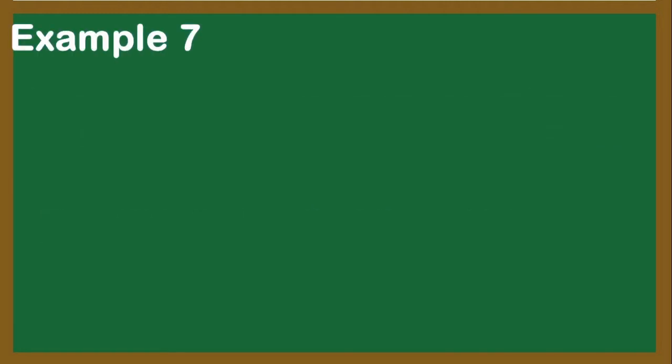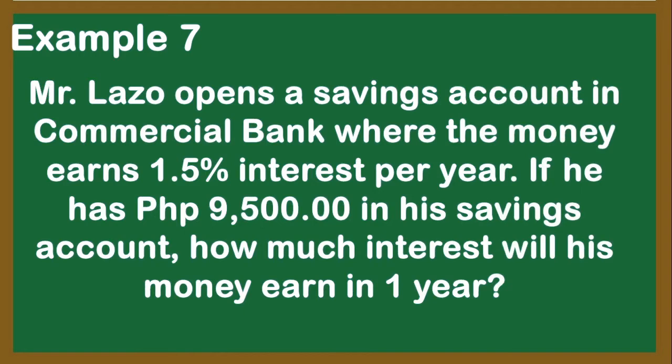Now let us have examples and exercises. Mr. Lasso opens a savings account in a commercial bank where the money earns 1.5% interest per year. If he has 9,500 pesos in his savings account, how much interest will his money earn in 1 year?